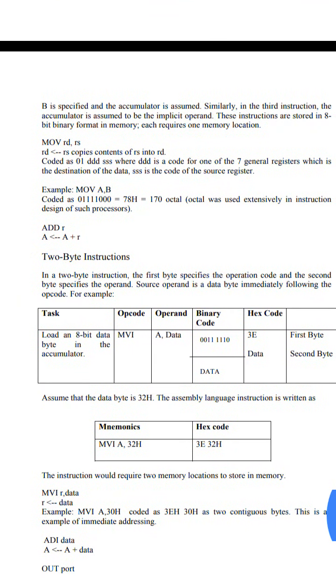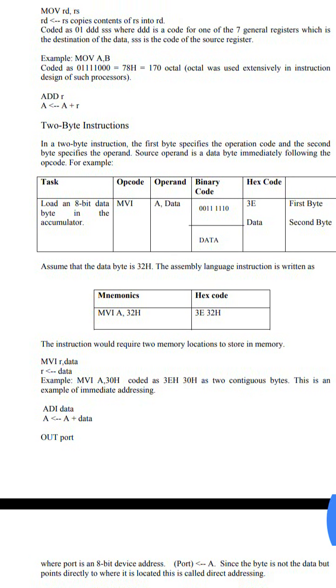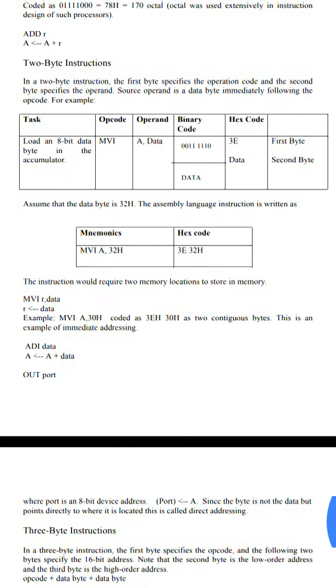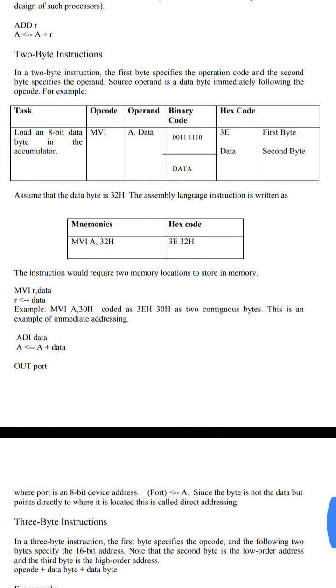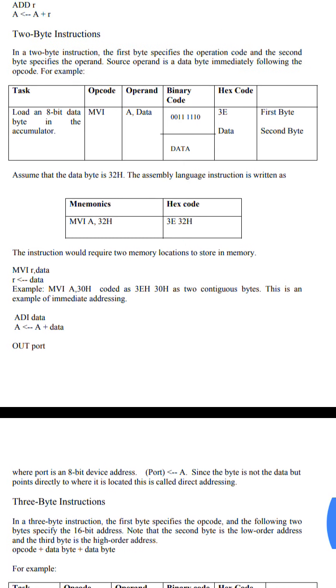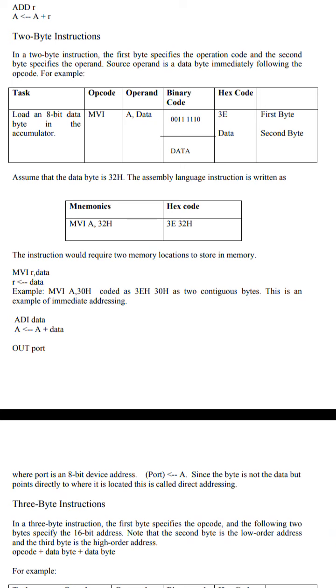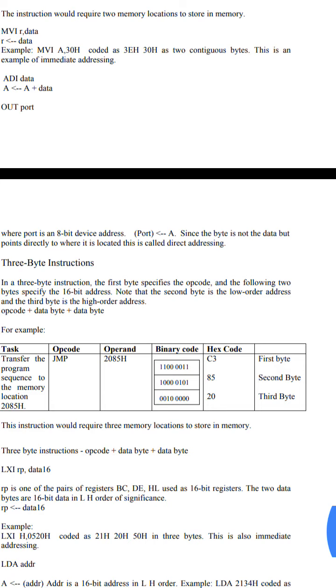Similarly, there are 2 byte instructions. In a 2 byte instruction, the first byte represents the opcode and the second byte specifies the operand or any address. An example is MVI A, some data. So MVI A has the opcode 3EH and the data is contained in the second byte. So this instruction is of 2 bytes.